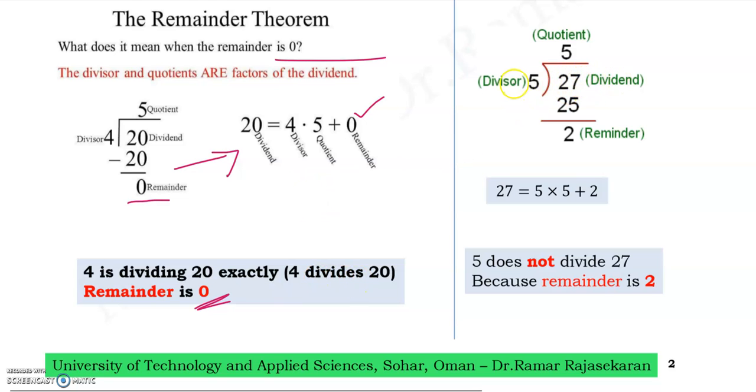27 is the dividend, 5 is the divisor. Now the remainder is 2 as quotient is 5. Now we can write 27 as 5 multiply 5 plus 2. Here we say that 5 does not divide 27, it is not dividing exactly because the remainder is 2. So we cannot write 27 as a multiple of 5, because the remainder is 2.